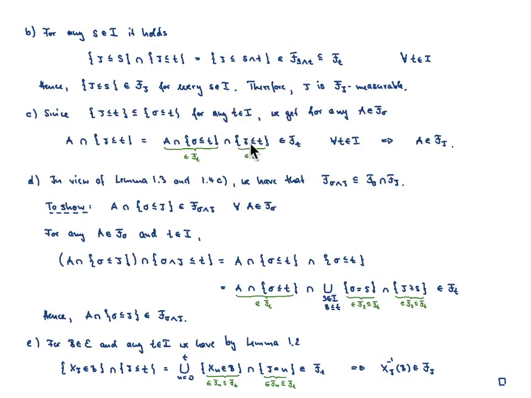But since tau is a stopping time, we know that this event is contained in F_t. On the other hand, we know that this event is contained in F_t as well by assumption, namely that A is taken from F_sigma. And so we have seen that the intersection of two events from F_t is again in F_t, and this holds true for any t. It immediately follows that this event A is contained in the sigma algebra F_tau.